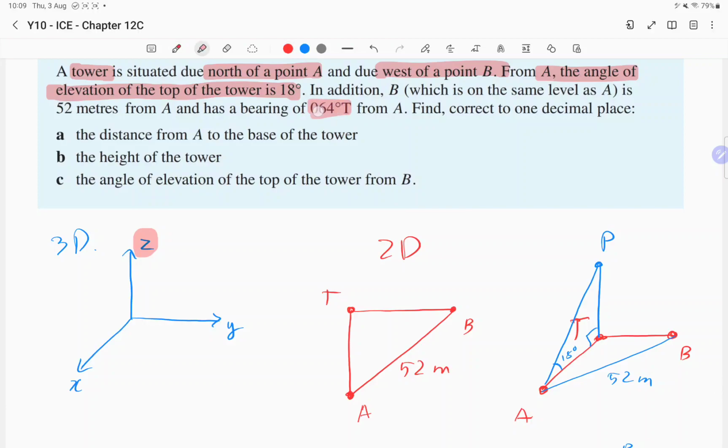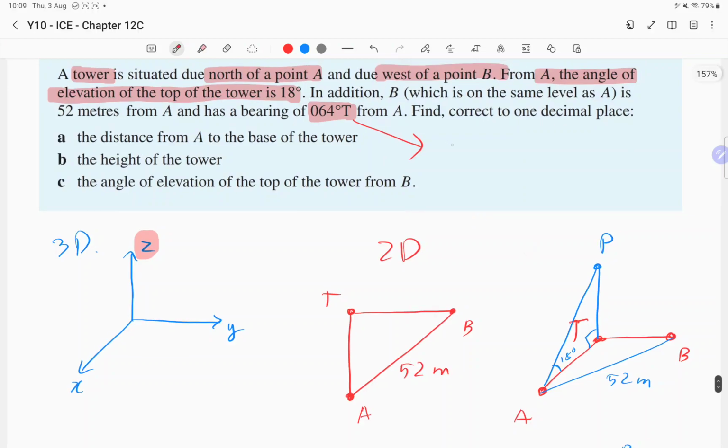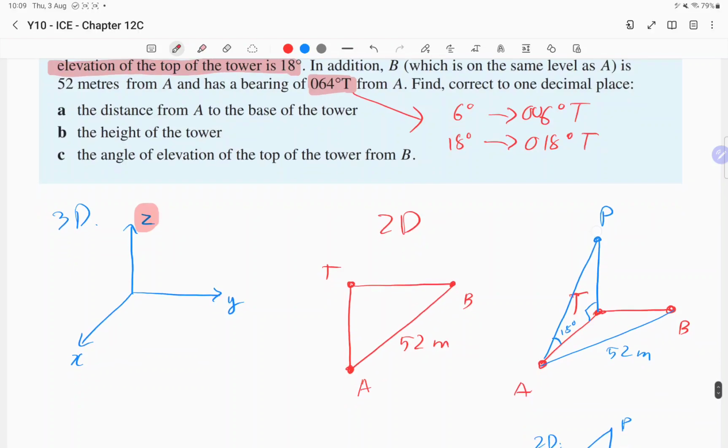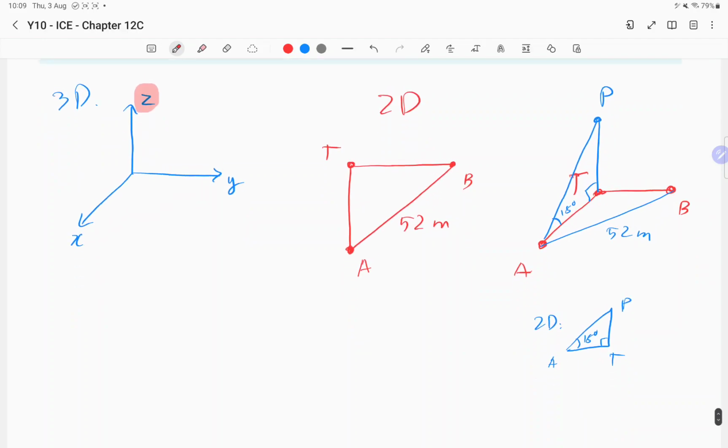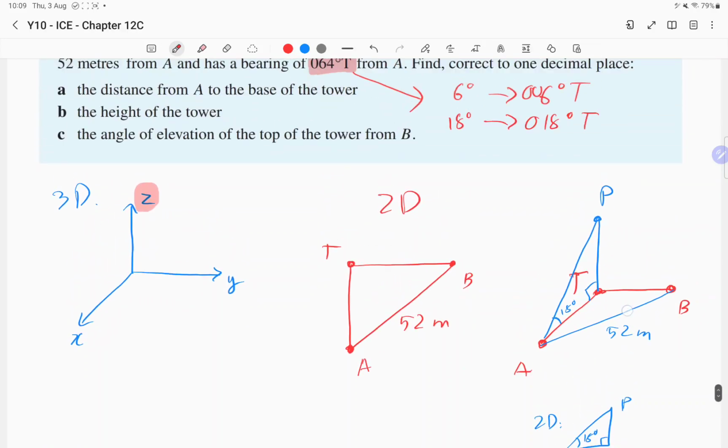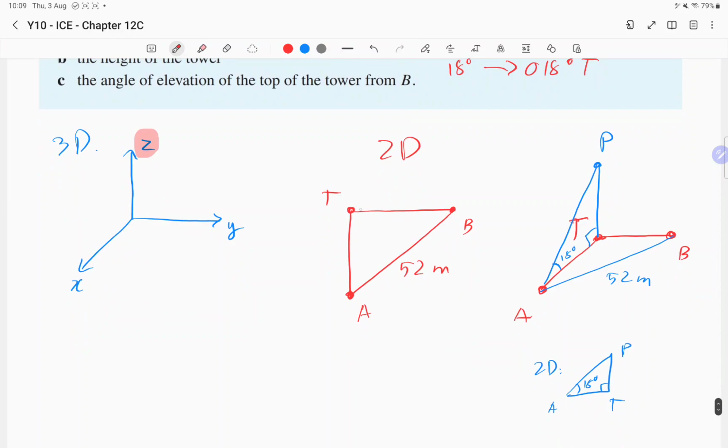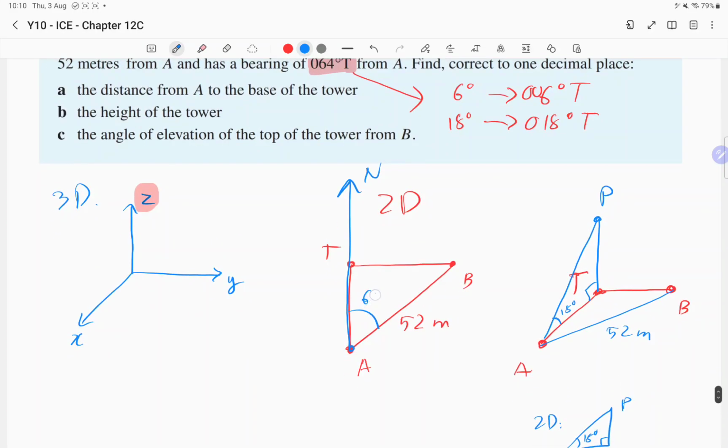Now, take note of this bearing here. If it's a 2-digit or 1-digit bearing, so for example 6 degrees needs to be 006 degrees true north, always 3 digits for bearings. So if it's like 18 degrees, it would be 018 degrees true bearing. So 064 degrees just means that the angle between here and here is the bearing from A. The tower is north of A, which means I draw the north line, and that will also pass through the tower. So then the bearing of B is just here, 64 degrees.